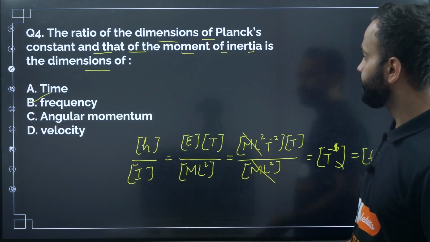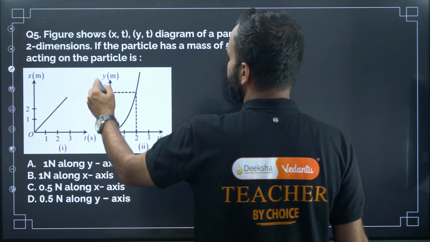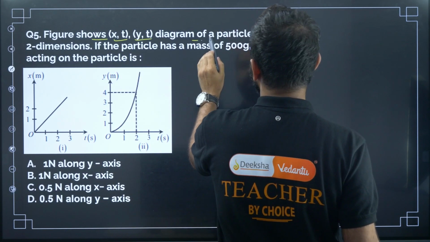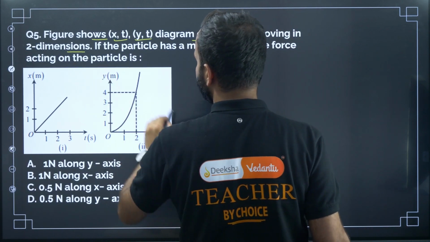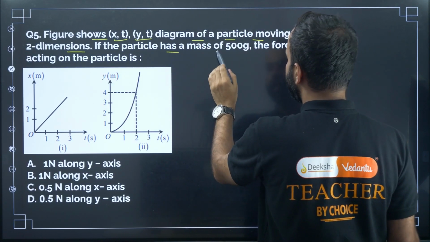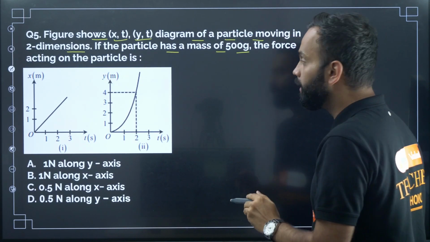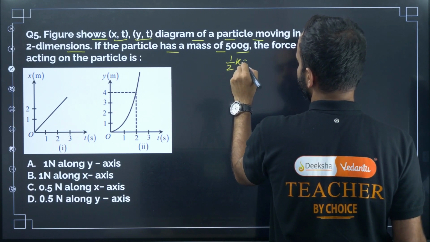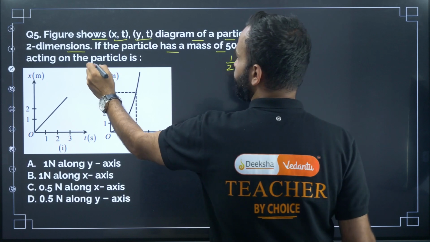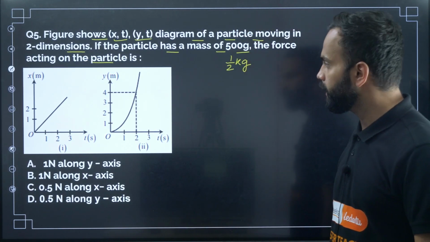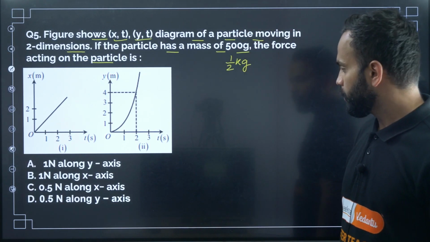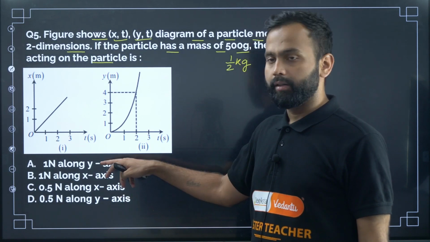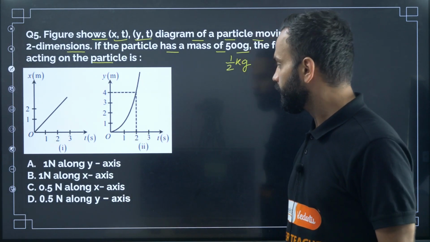Next question, question number 5. The figure shows x of t, y of t diagram of a particle moving in 2 dimensions. If the particle has a mass of 500 gram, that is half kg, the force acting on the particle is. We need to find the force acting on the particle. If you look at the options, we need to find the force acting on the particle and in which direction the force is acting.